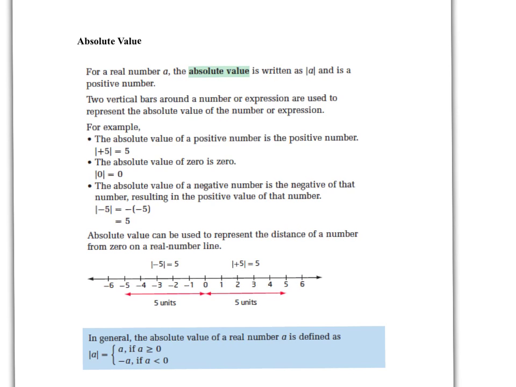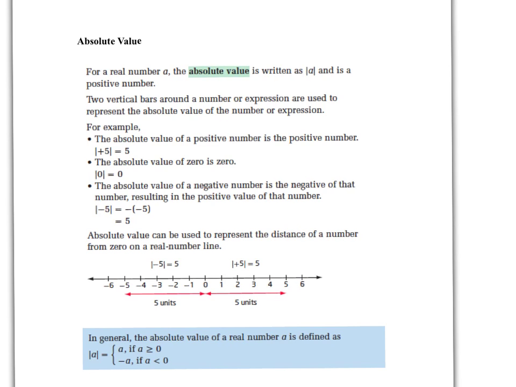For example, the absolute value of a positive number is a positive number. So if we do the absolute value of positive 5, it's 5. The absolute value of 0 is 0. The absolute value of a negative number is the negative of that number, resulting in the positive value of that number. So it's negative of negative 5, which is equal to 5.